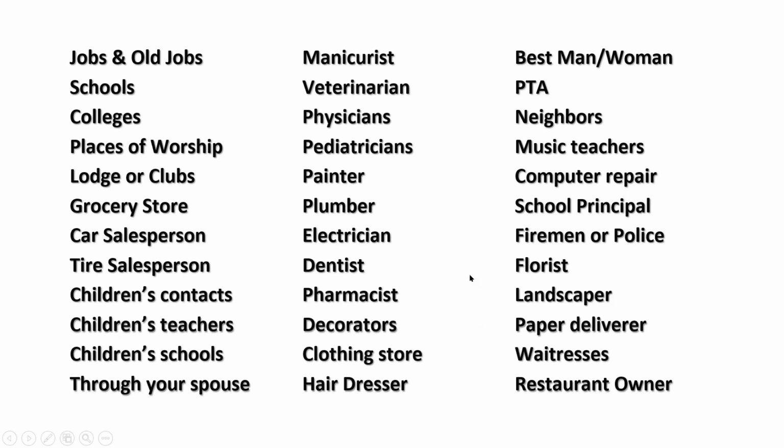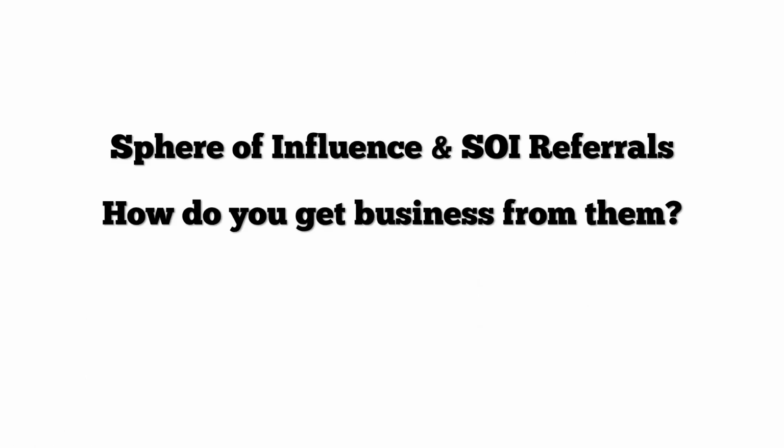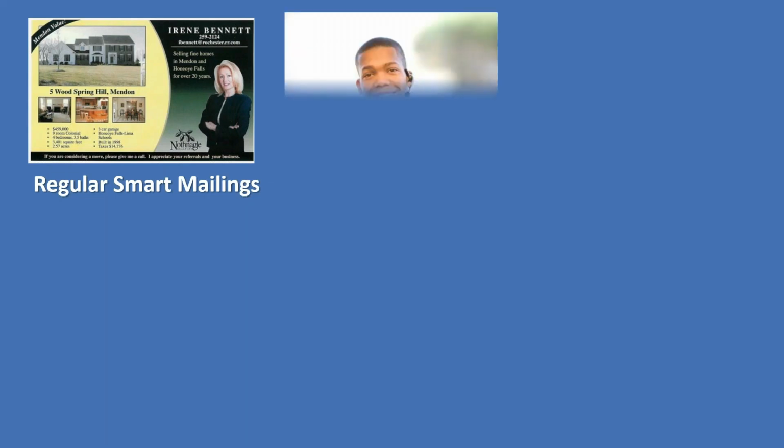Anyway, here we go. So that's who they are, sphere of influence and sphere of influence referrals. But now, how do you get business from them? And the answer is, you send regular smart mailings, maybe four or more times a year. And by smart, they have houses for sale, houses sold. They clearly state you sell real estate and you're good at it.